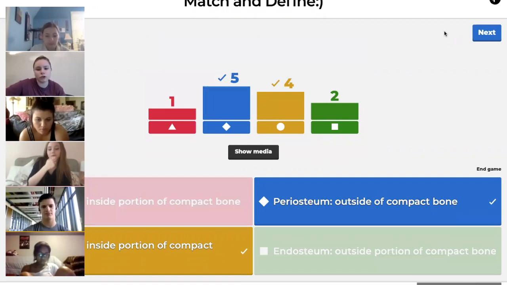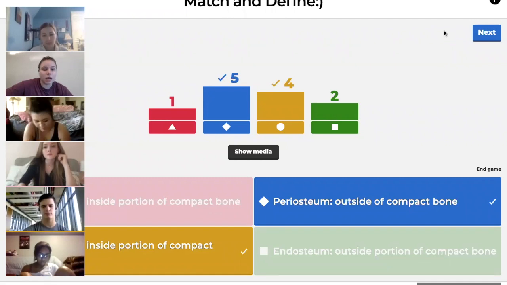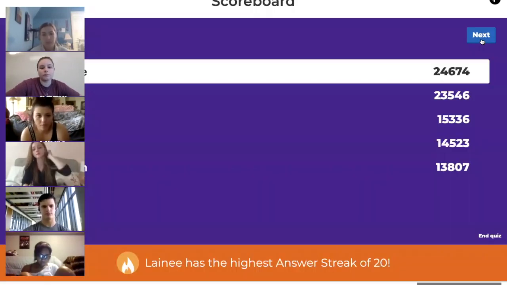Okay. So your periosteum is outside of the compact bone, right? Peri means around or outside or perimeter, if that makes you feel better, perimeter. Okay, and then endo means within or inside. So it's the inside portion of the compact bone where periosteum is the outside of the compact bone. Yeah? Okay. Boom.